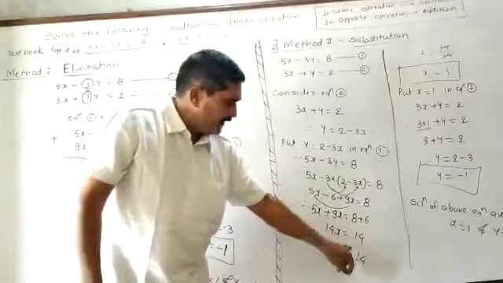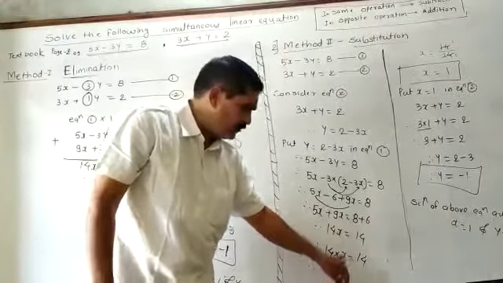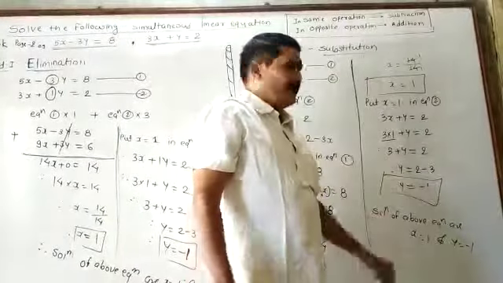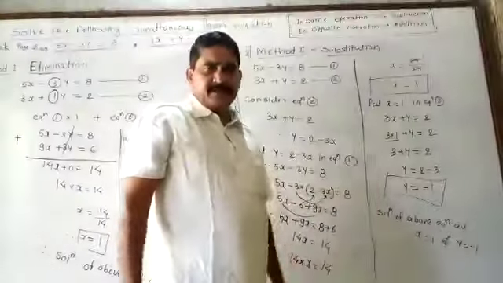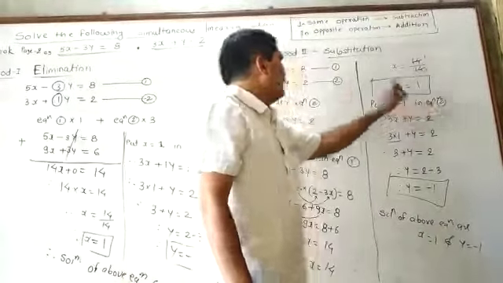Between 14 and x is the multiplication sign. Then you have to find out the value of x. So you have to transpose this 14 to that side. X is equal to 14 upon 14. X is equal to 1. You have to put this value in any equation. I will put this value x is equal to 1 in equation 2.